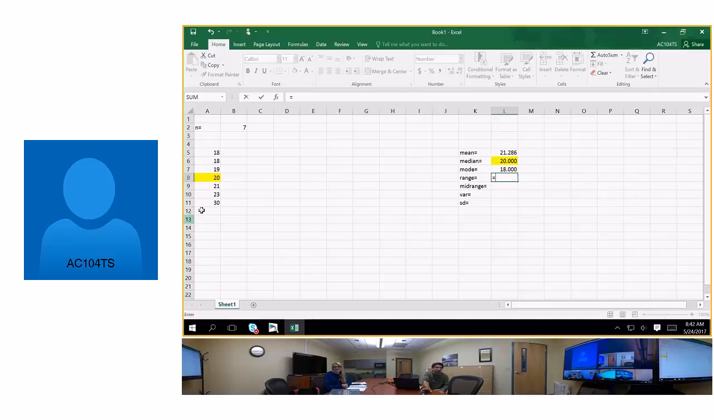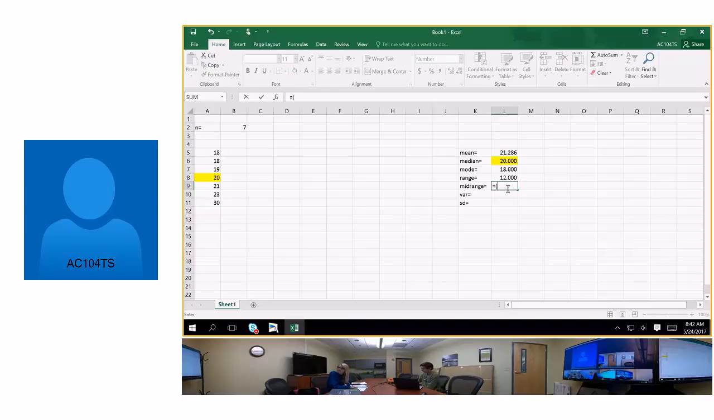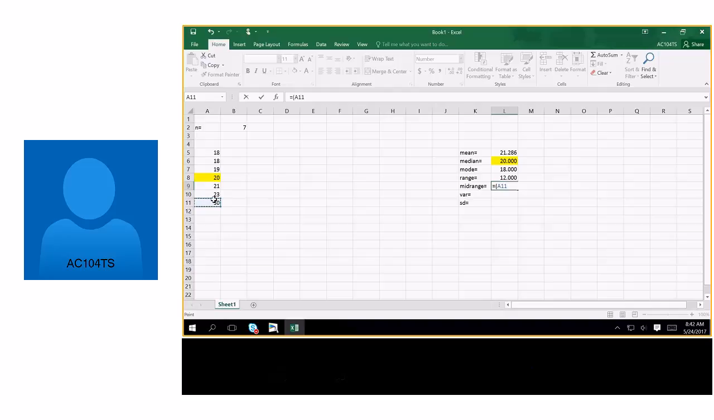All right, so here we go. Range is going to be 30 minus 18. Mid-range is equal to the high plus the low divided by what? 2. Divided by 2.